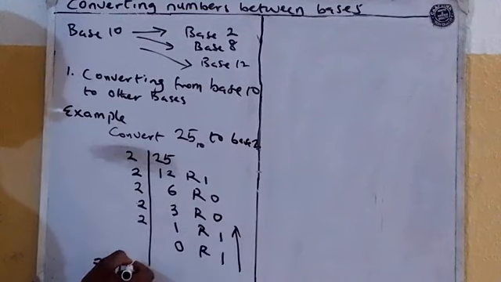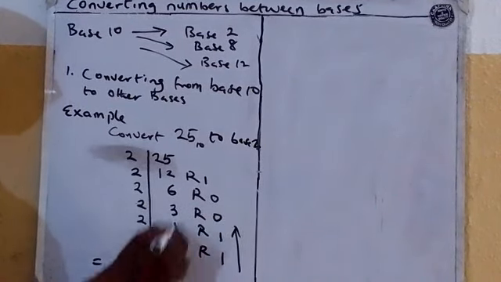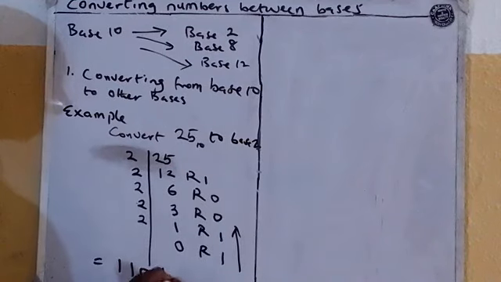Then I take the second one, 1. I take this one, 0. I take this 0, 0. And I take the last one, 1. So this is in base 2.